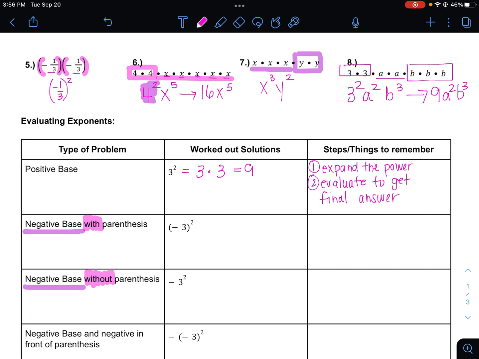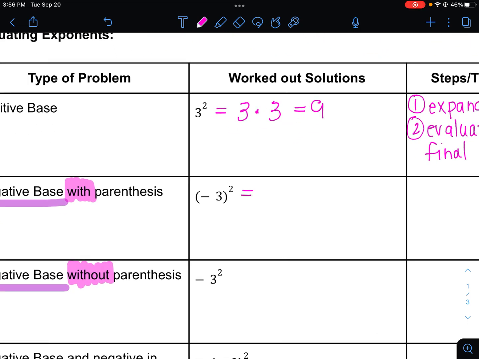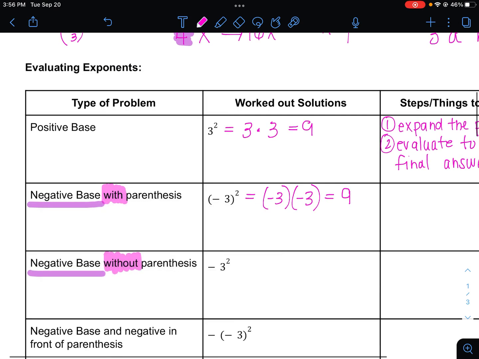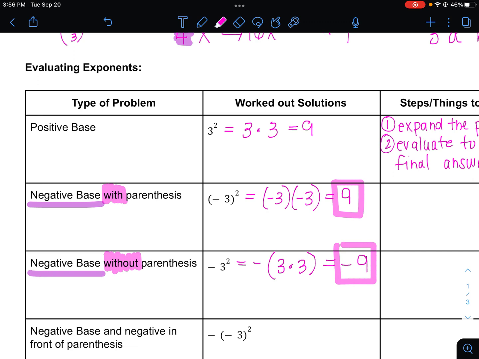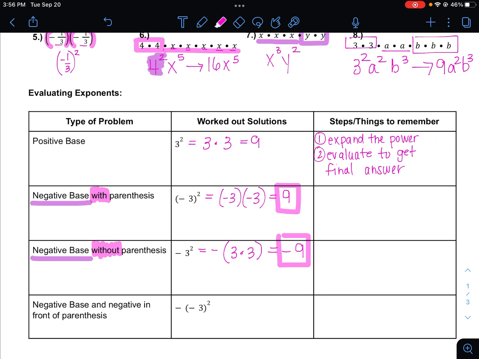So let's start with the one with parentheses. You are going to want to expand out the base by keeping the parentheses so that the negative and the 3 are stuck together. So -3 times -3 is +9. And then without the parentheses, we're going to leave that negative on the outside, expand our whole number base however many times the power says, and then we're going to carry that negative, and then 3 times 3 is 9. So you can see those answers come out quite a bit different, one positive, one negative, when the parentheses are around the negative or not around the negative.